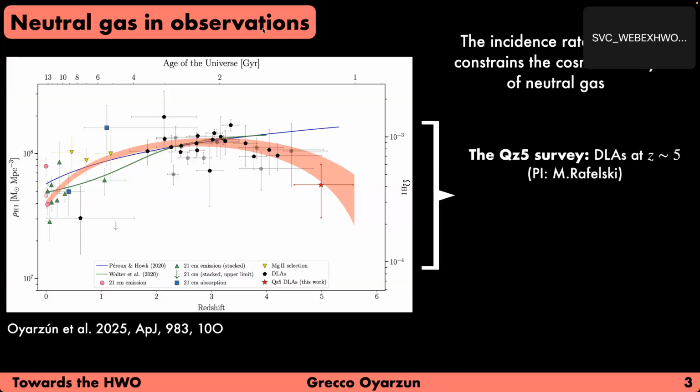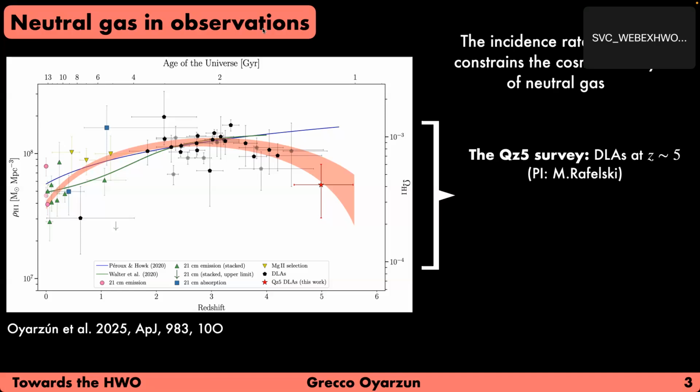We did that earlier this year as part of the QC5 survey that did exactly that, constrain the incidence rate of DLAs at redshift 5. And so this is what we see in this figure. The y-axis is for the cosmic density of neutral hydrogen gas, HI. On the x-axis, we see redshift. This is the star that you see at redshift 5. This is what we recovered with this survey by constraining the incidence rate of damped Lyman alpha absorbers.